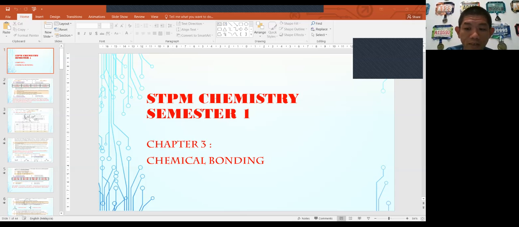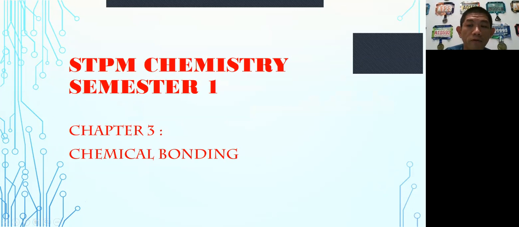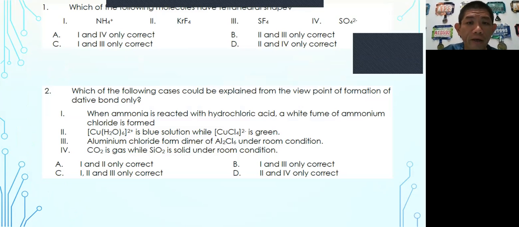So we are going to start from the questions. I hope that you all are ready with the modules already. So here we go. Let's have a look at question number 1. Which of the following molecules has tetrahedral shapes? So you have NH4+, KrF4, SF4, and SO4 2-.